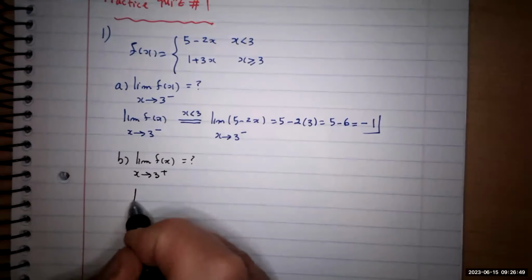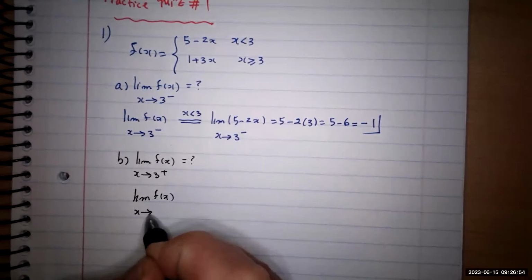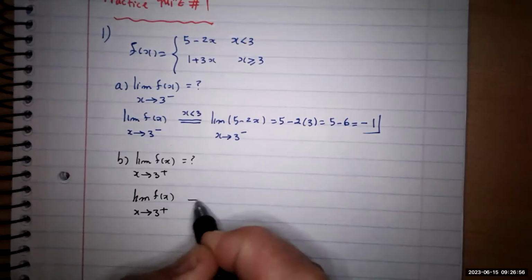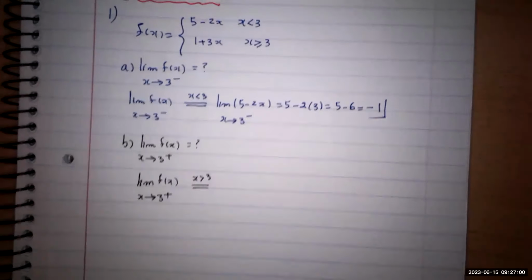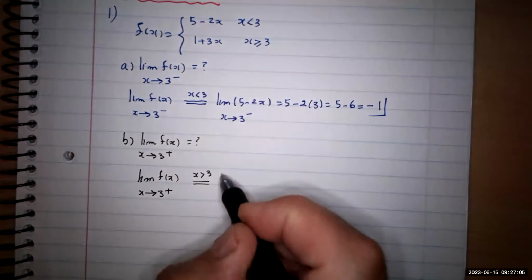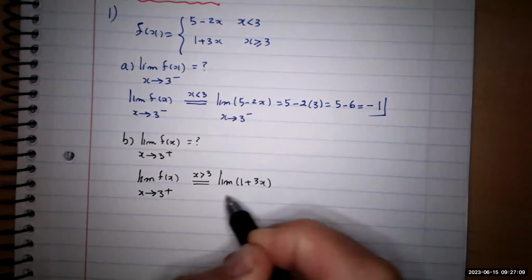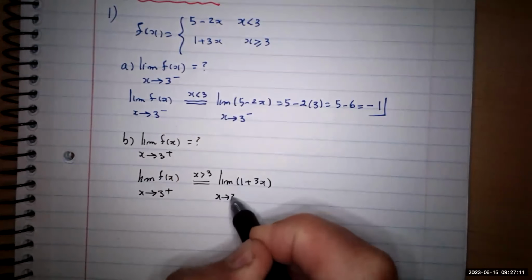Again, it's the limit of f of x as x goes to 3 positive. You remind yourself that this means x is greater than 3. You don't have to write it down on the test. But for x greater than 3, the function is 1 plus 3x. So we are going to take the limit of 1 plus 3x when x goes to 3 positive.